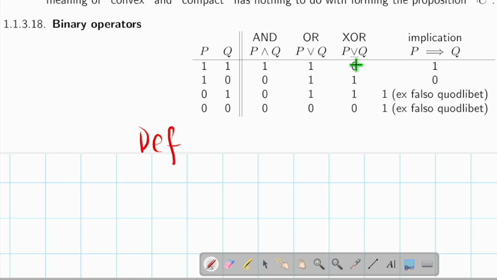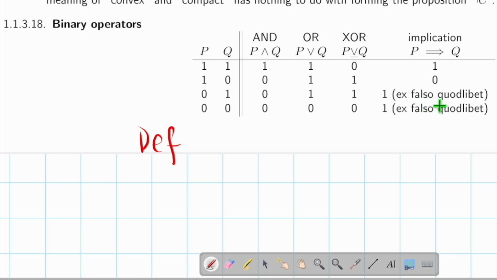What about exclusive OR? For exclusive OR, you cannot have P and Q at the same time. So if P and Q are both true, you have a false. That's it. P implies Q. If P is true and Q is true, then we say P implies Q is true. Makes sense. If P is true and Q is false, we say P implies Q is false. Makes sense. If P is false, no matter what Q is, we always say it's true.